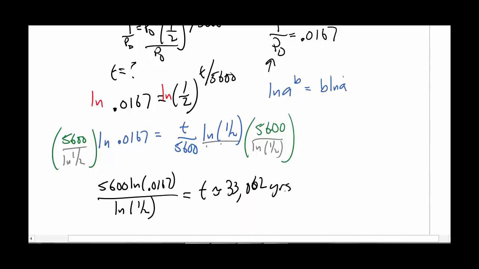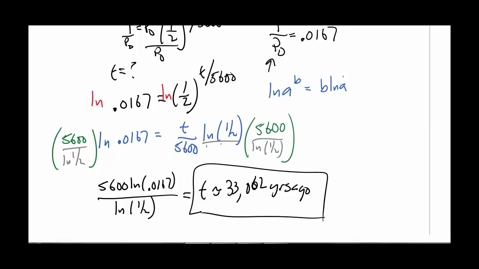Years ago. So in other words, this event, whenever the tree was burned down or cut down, happened about 33,000 years ago, and that's called carbon dating. But that's an actual job that someone has to make those measurements and figure those things out.